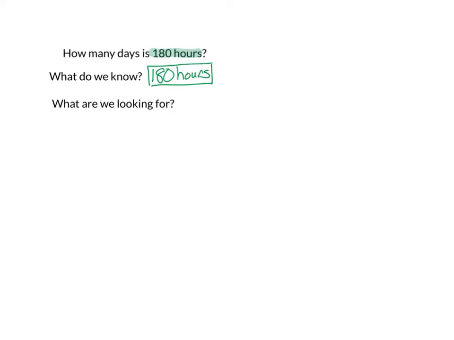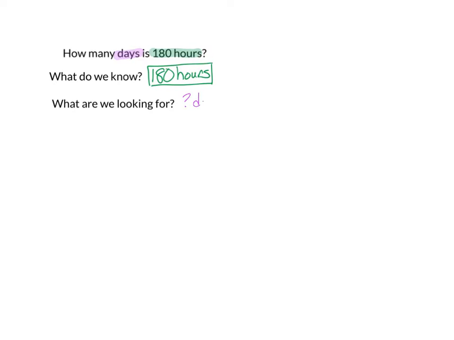The first step in any math problem is to figure out what you already know, and then to find out what you need to know. We're also going to have, in this case, something that you know from your memory, and that will be how many hours are in one day. Oftentimes that will be given to you in a chart of some sort. So what do we know? We know that we have 180 hours. What are we looking for? We're looking at how many days that is.